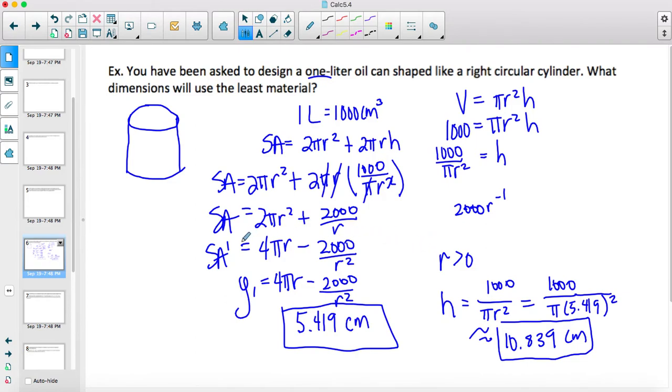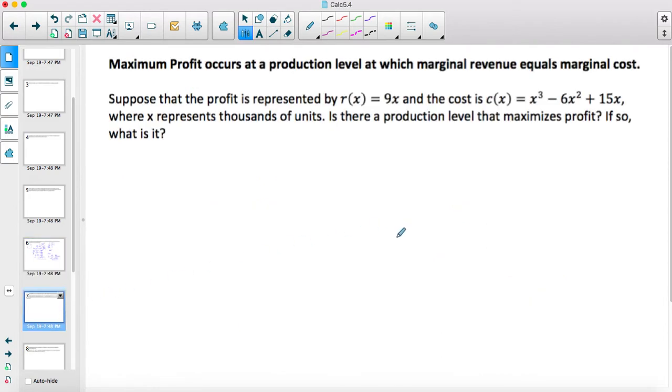Okay? All right, so that's the first problem I wanted to work for you. The next problem I wanted to work for you is maximum profit. And I have a typo here. I really feel that this should say revenue. And then, so that's our revenue function, and here's our cost function.